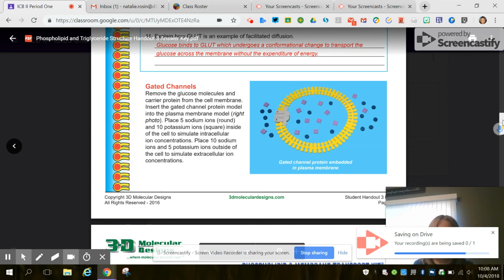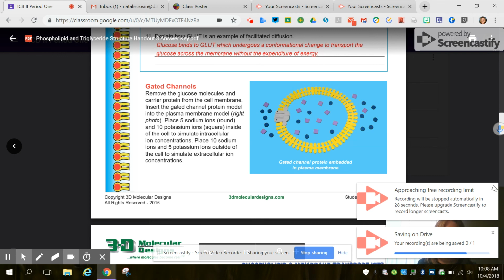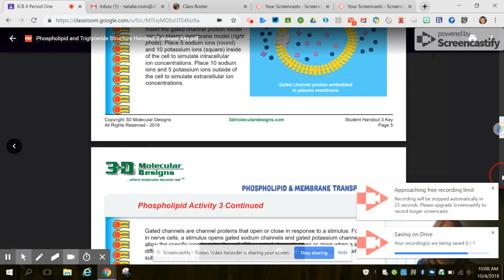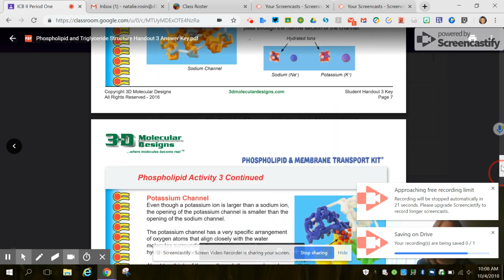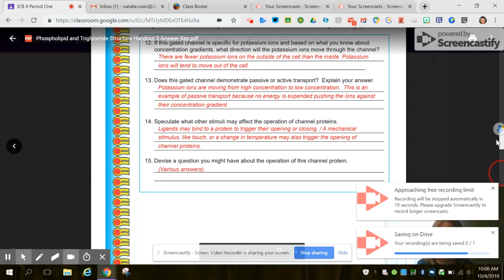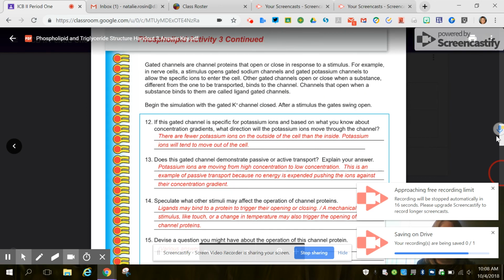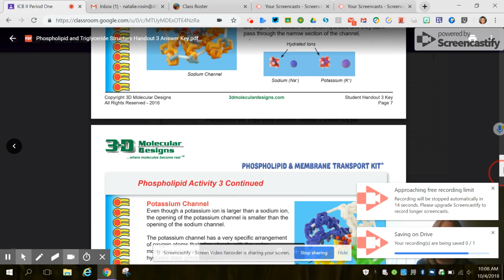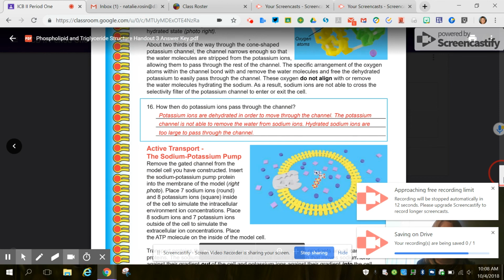So in the first scenario in this packet that you are dealing with in handout 3, it is a gated channel example, and so they have you set it up, and you are going to go through and look at it passing. If it passes high to low, like it does in this one, then it would be passive. However, if it is looking at moving actively, then it needs ATP. And I will talk to you about ATP in the next video.